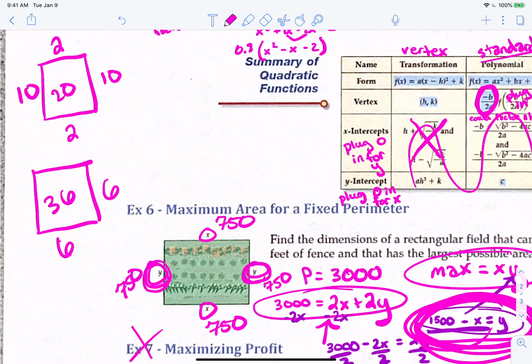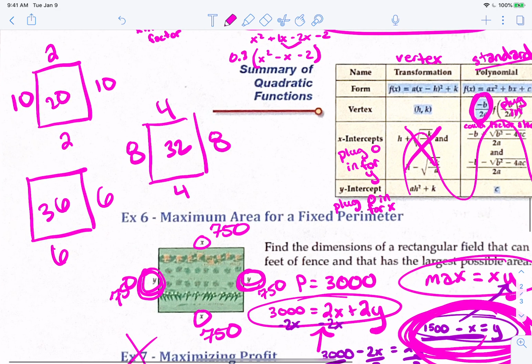Right? Because 20 is not going to be as close to 24. If I made this, like let's say this guy is 4, that would be 8, and 8, and 4. Those guys are going to add up to be 24, but what's the area of that one? 32. Still not as big as the area if I had a 6 by 6, right? Each one of these 3 shapes that I just showed up here, all of them have a perimeter of 24. But the largest area is going to occur when you have a square happening. Does that make sense? 6 by 6 is going to give me the largest area. Okay, that's just a little way to cheat.